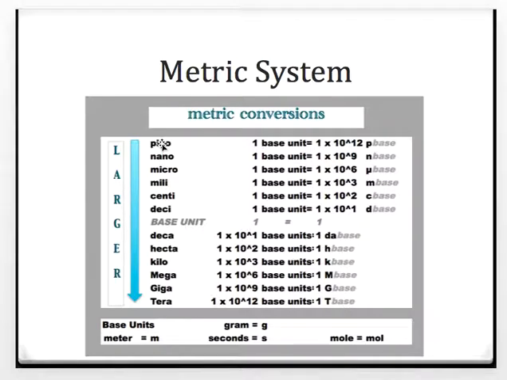I've listed it in such a way that they start at the smallest, this is to the -12th, all the way down to +12th. And I want you to pay attention to the way I have this set up here. 1 base unit is equal to this many nanometers, right? That's a lot of nanometers. And it's reversed down here at the bottom. It takes 10 base units to make 1 deca base unit, okay?